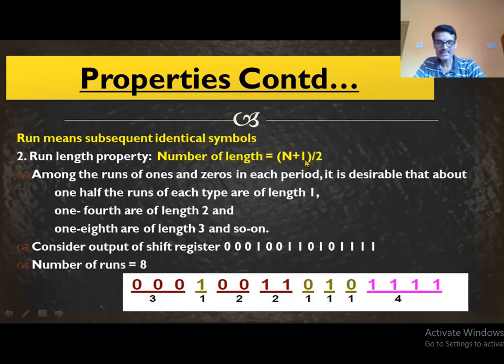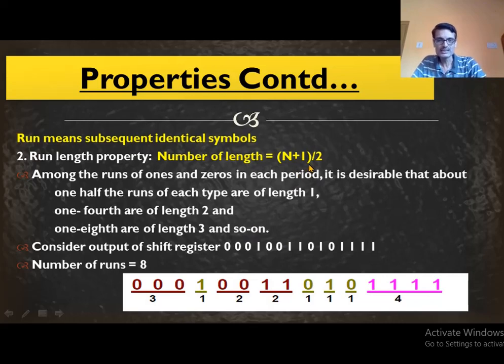Out of 8 runs, what are those 8 runs? Consecutive 3 zeros I have. This is one run of subsequent identical elements, followed by a single 1, that is 2. This is the third one, this is the fourth, fifth, sixth, seventh, this is the eighth one. The bits are different here, so consecutive similar elements we should have. So 8 is the number of runs of this particular sequence. (n plus 1) by 2 is the general formula for any maximum length sequence generator.